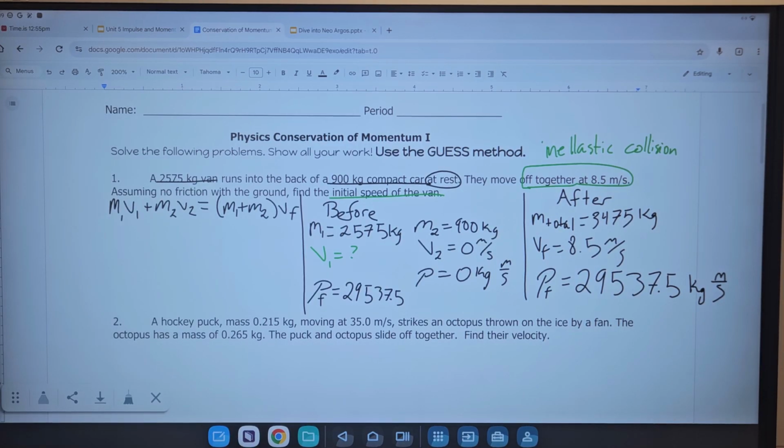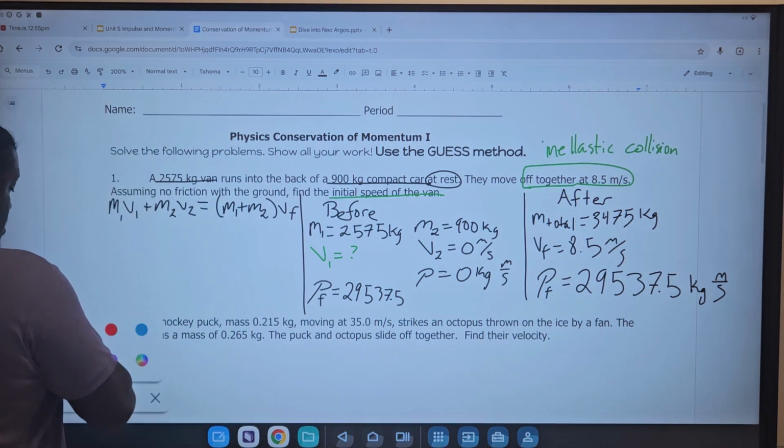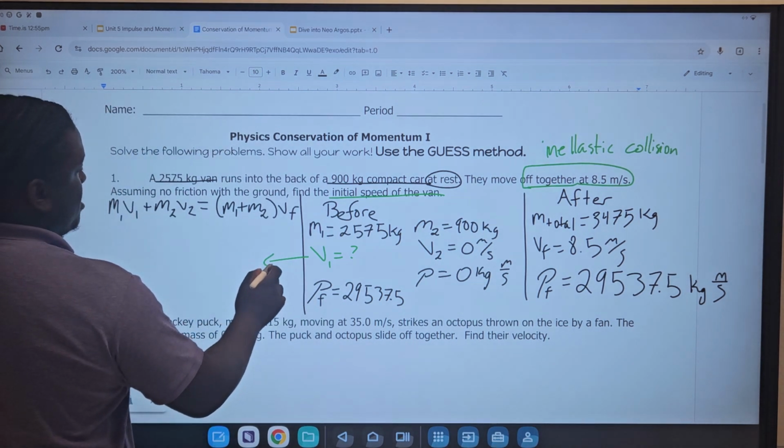And so hopefully you were able to get the same answers I was able to get. The total momentum should have been 29,537.5. That leaves all of that momentum to go to the van. Once you have gotten this far, you want to divide the momentum by the mass of the van.